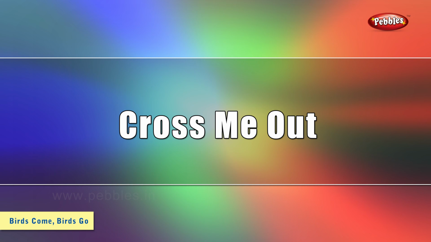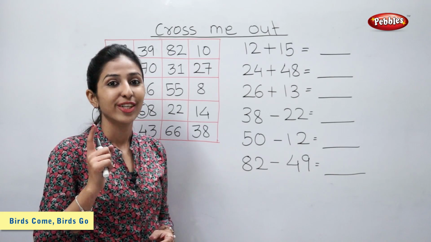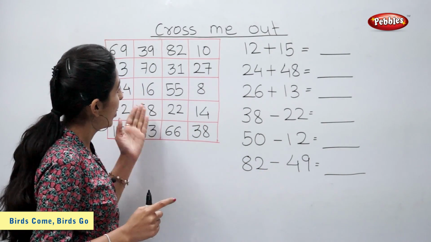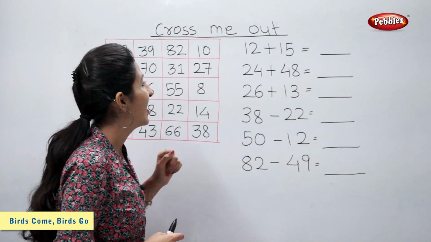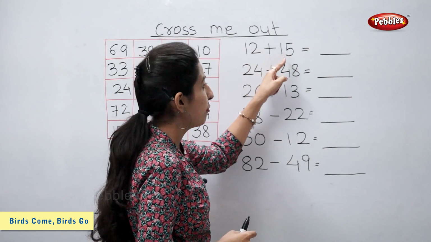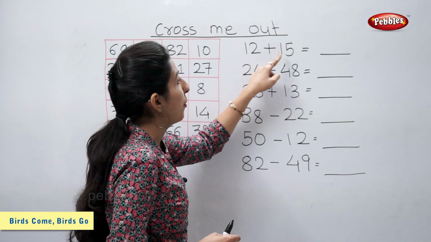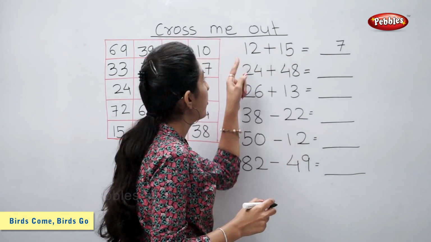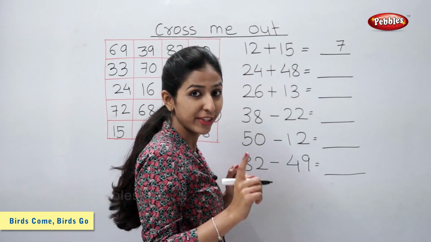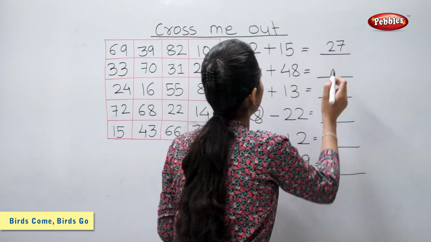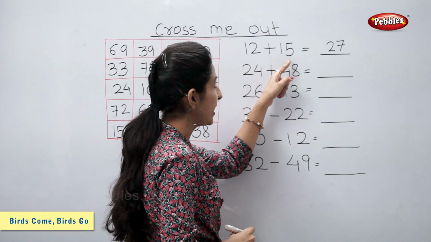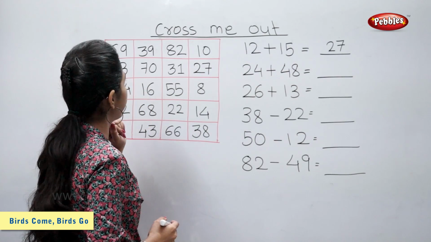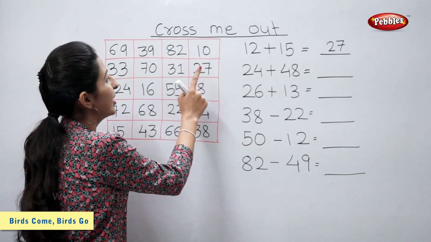Cross me out. Students, let's find answers quickly and cross out the numbers. 12 plus 15. 2 plus 5 is 7. 1 plus 1 is 2. So 12 plus 15 is equal to 27. Let's find 27. 27.